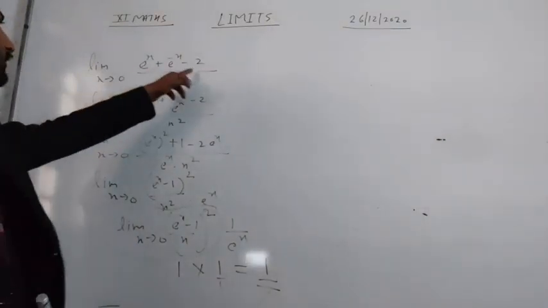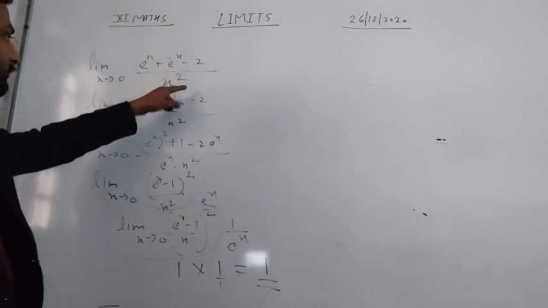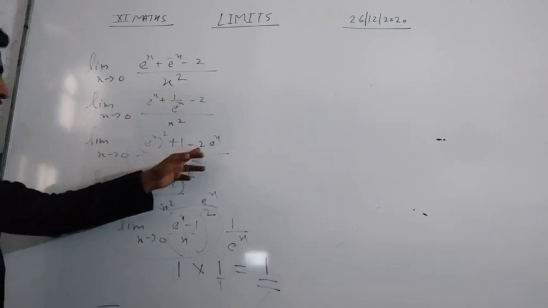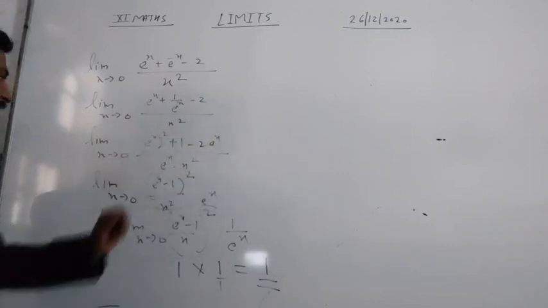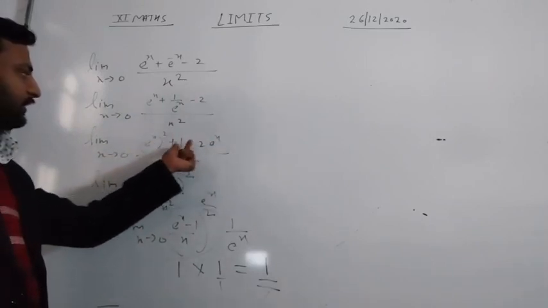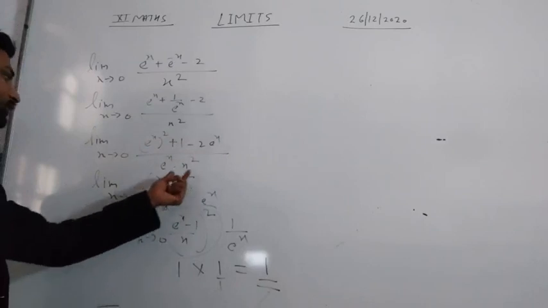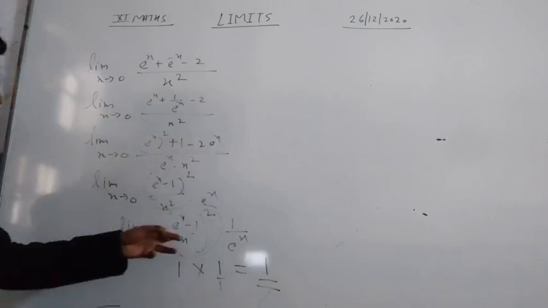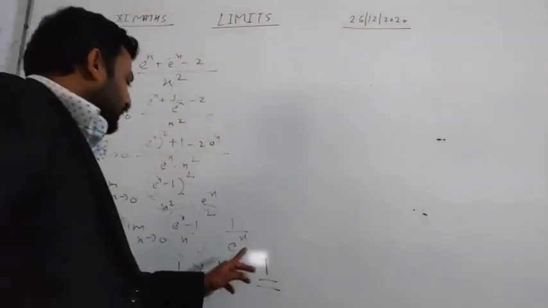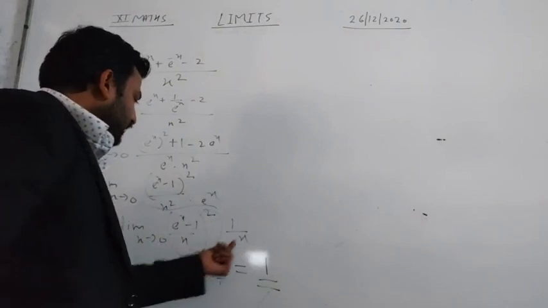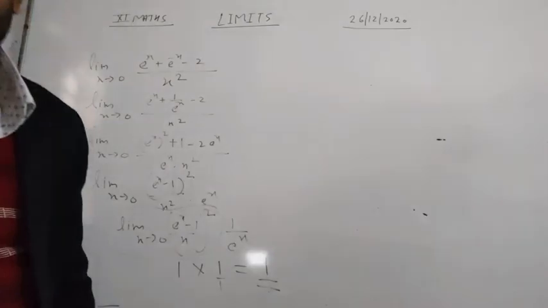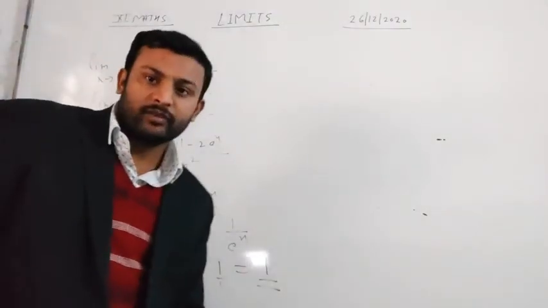Let's see once again, this is our question. We have taken 1 by e to the power x, we write (e to the power x) whole square plus 1 minus 2 e to the power x by x square. Limit x tends to 0, this is our a square plus b square minus 2ab, so it will be (a minus b) whole square by x square. Now this we can write ((e to the power x minus 1) by x) whole square, limit x tends to 0, and this is 1 by e to the power x. Now this part is 1 and when we put the limit here x is 0, we get 1 into 1 by 1 which is equal to 1. I hope you understand students. So thank you.